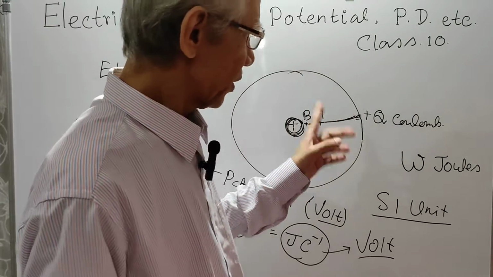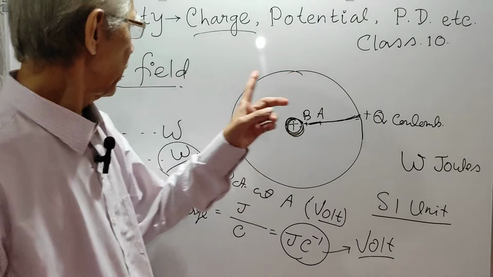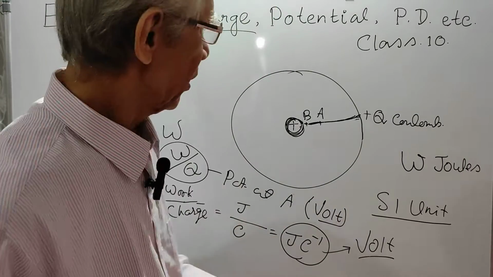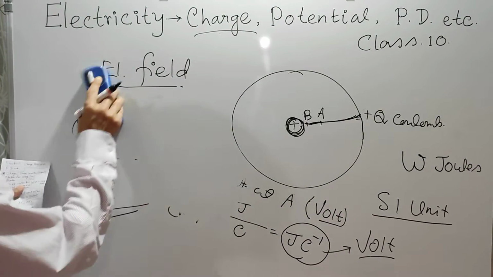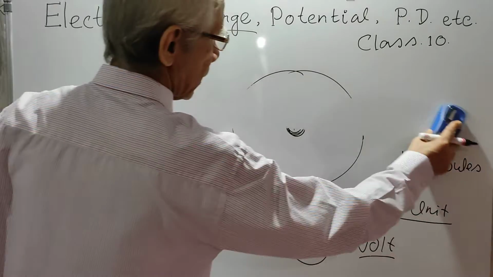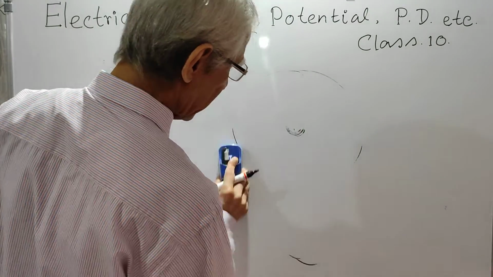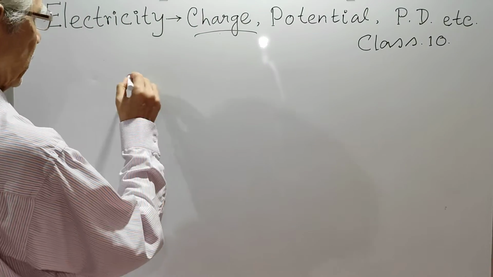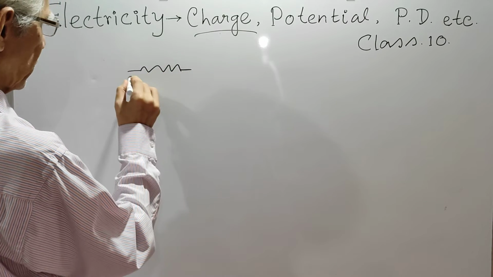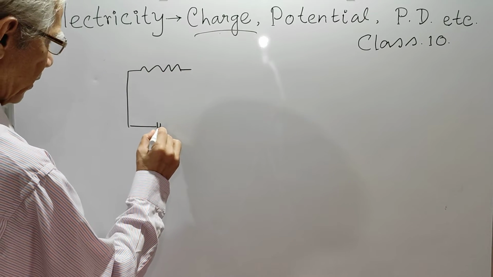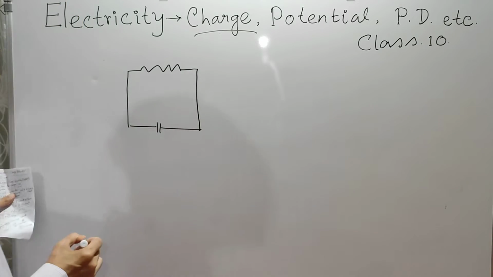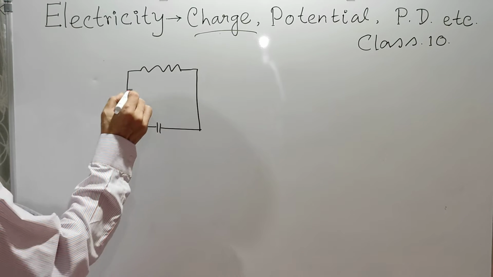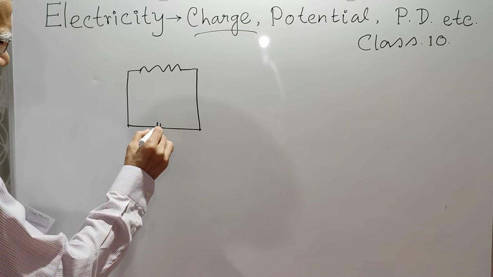Now I have discussed the potential difference with respect to an electric field. Now let us see potential difference with respect to an electric circuit. An electric circuit contains a source of current, suppose a battery, and a resistor. Suppose this is the electric circuit, and suppose this is positive, negative.